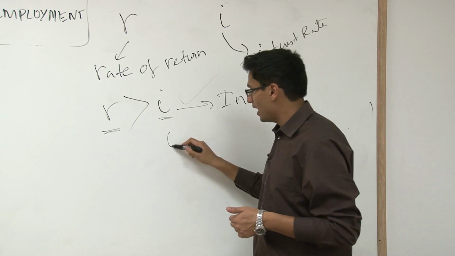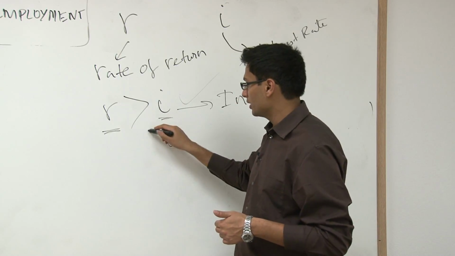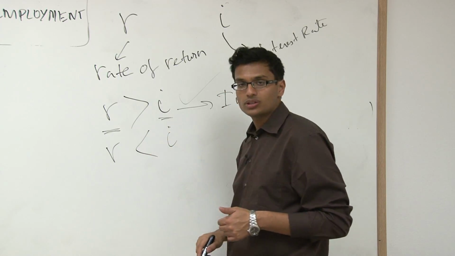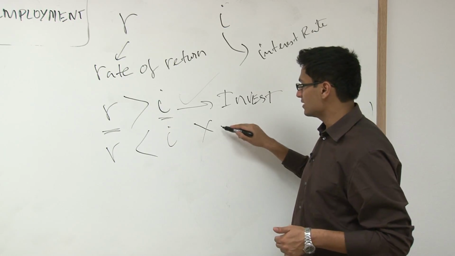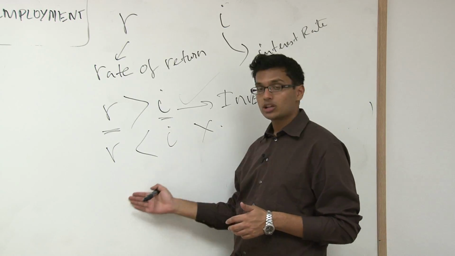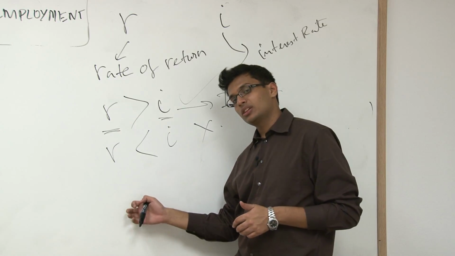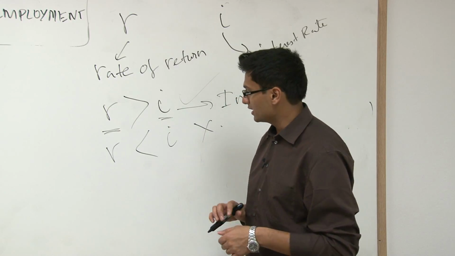So what happens if my I, which is the rate at which I'm borrowing, is greater than my R, which is the rate of return of my investment? You don't invest, because it doesn't make sense. It's more expensive for you to borrow money than you're actually getting back. So it's not an economically good decision.